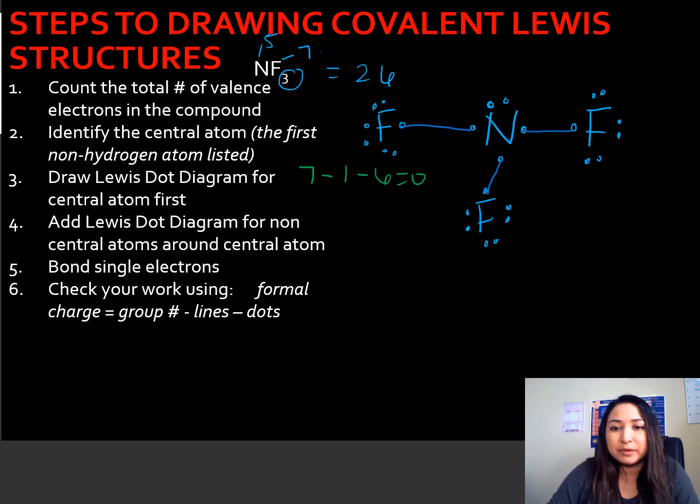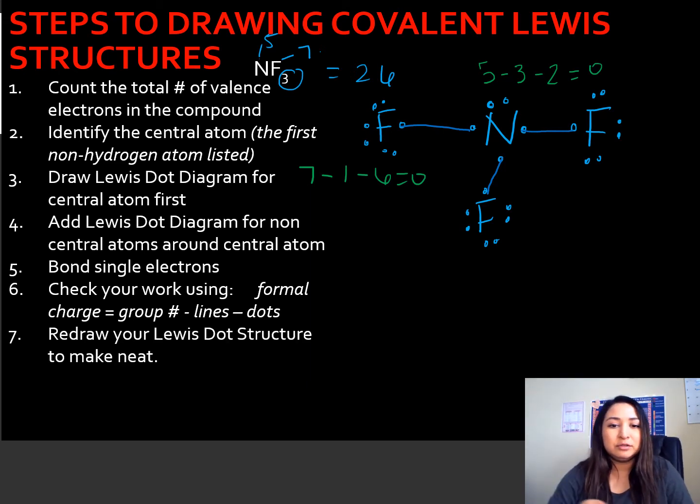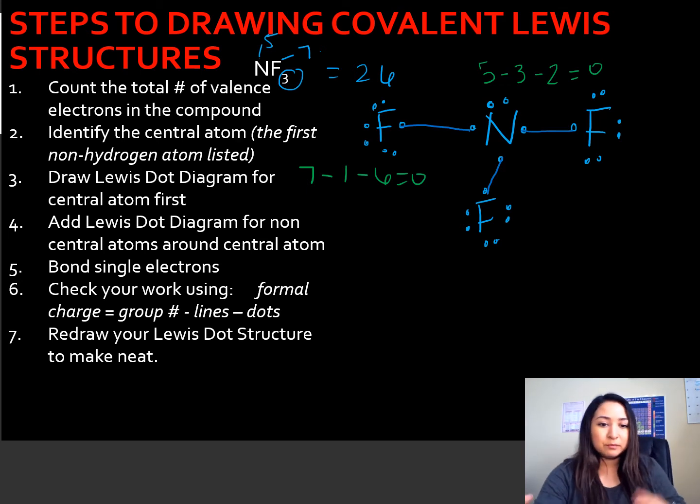Let's check the nitrogen. Nitrogen has 5 valence electrons. Minus the lines, I see 3 lines. Minus the dots, there is 2. So 5 minus 3 minus 2, that's 0. So I did draw our structure well. And you can just redraw it to make it look a lot nicer. I'm not going to, just for time's sake. So this would be our nitrogen trifluoride, NF3, compound.